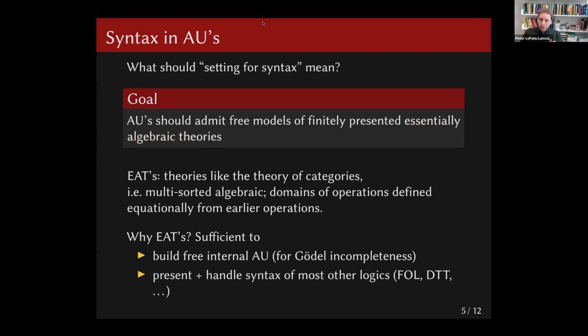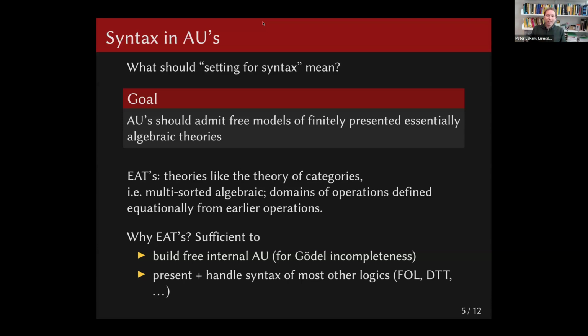Essentially algebraic theories are theories similar to, and with a very quintessential motivating example, the theory of categories. So they're a multi-sorted algebraic theory, but the domains of each operation are not just a simple sort, but the domain of each operation can be defined equationally using the earlier sorts and operations of the theory. And so the classic example of that is composition in the category: the domain of composition is pairs of morphisms such that the source of one is equal to the target of the other. The composability condition is defined equationally in terms of source and target.